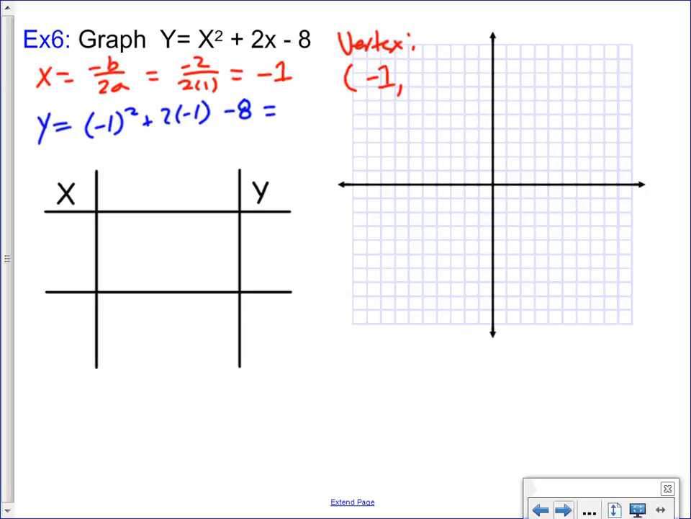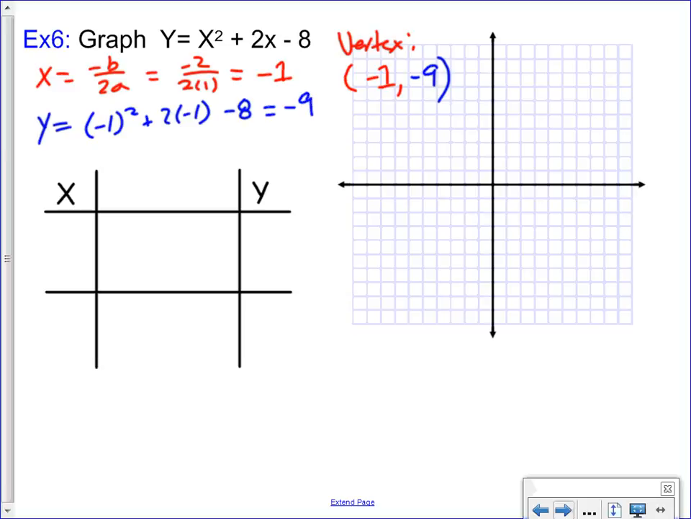Negative 9 is the outside. Did you get it? I got that wrong. You want to take a look at it? Oh, you probably did. Negative 1 squared is 1. 1 minus 2 minus 8. Yes. Especially if your x is a negative, you want to put parentheses around it.